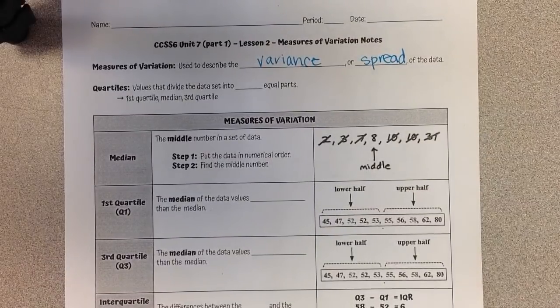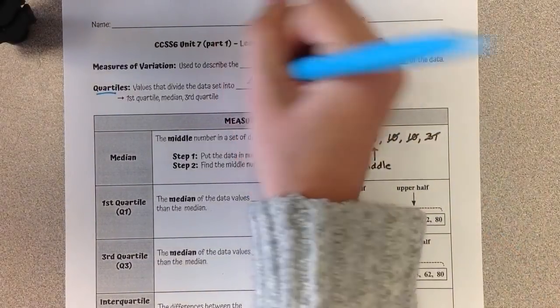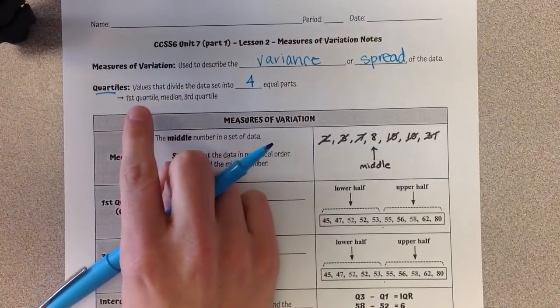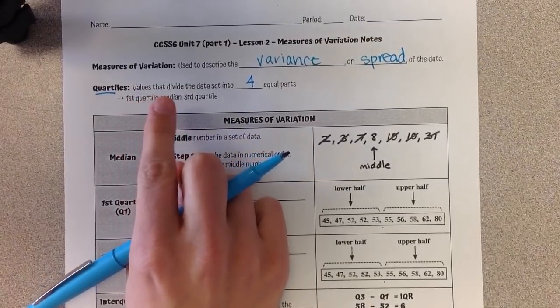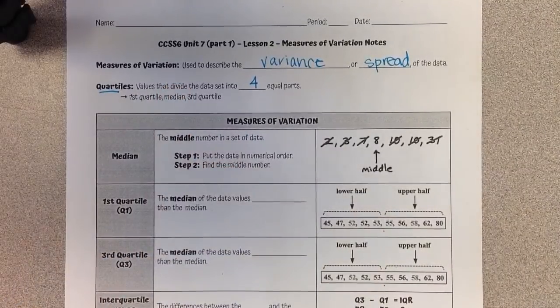So what we're going to use to look at the measures of variation are what we call the quartiles. Okay, if you think of the word quart, that means 4. So it's values that divide the data set into 4 equal parts. We're going to talk about these terms later, but how we're going to do that is using the first quartile, the median, and the third quartile. We only need 3 values to be able to cut something into 4 equal parts.